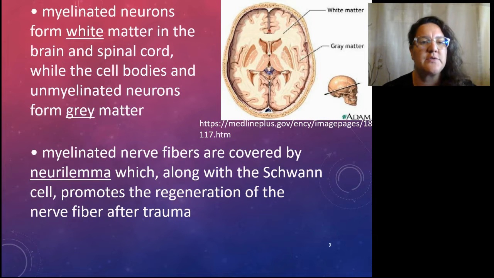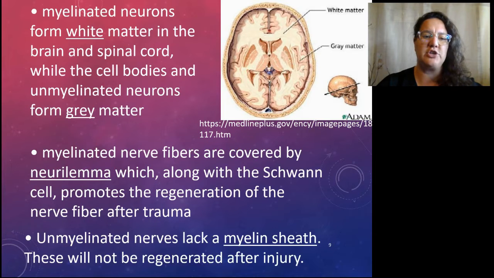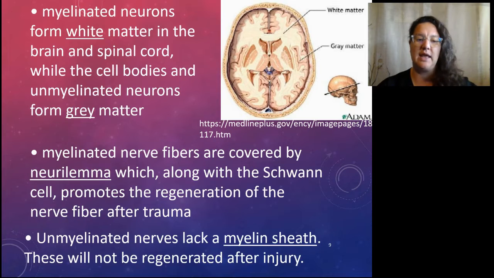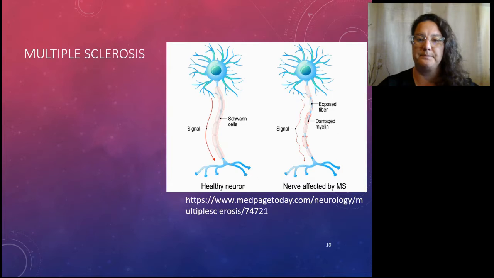Myelinated neurons form the white matter in the brain and spinal cord, while the cell bodies and unmyelinated neurons form the gray matter. Myelinated nerve fibers are covered with a neurolemma, which, along with the Schwann cells, promotes the regeneration of the nerve fiber after trauma. So they help our cells regenerate. Unmyelinated nerves lack a myelin sheath, and these are not able to be regenerated after any injury.